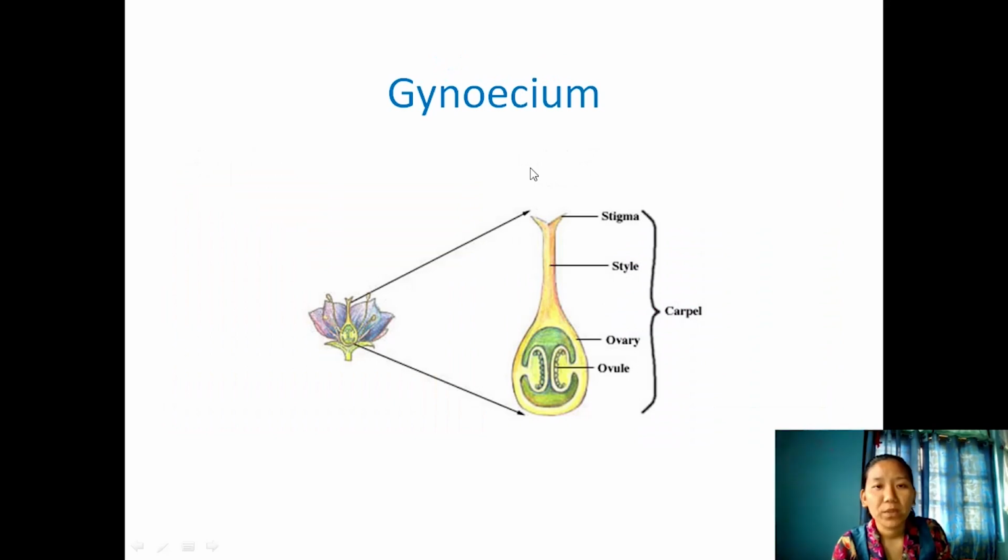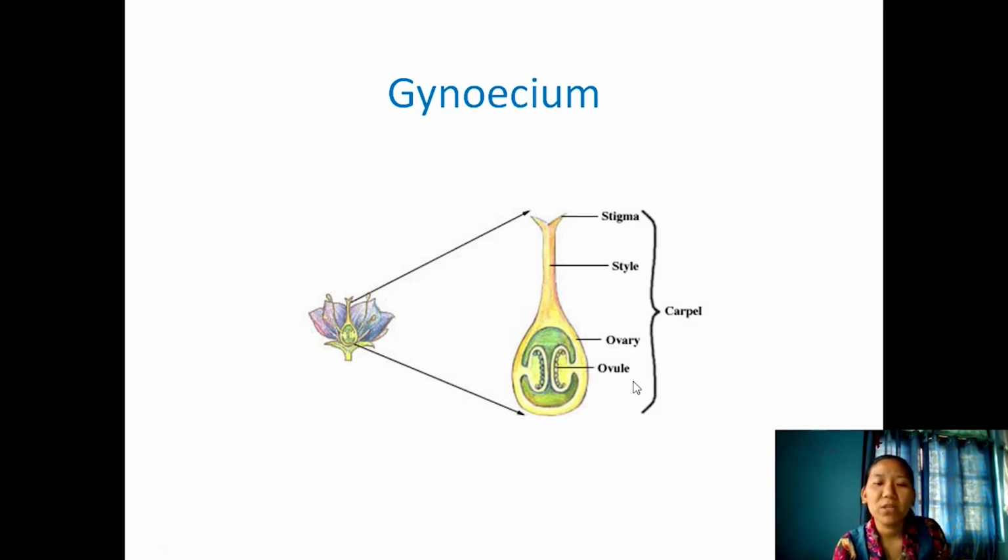Now next is the female part, the innermost whorl, that is gynoecium. The gynoecium consists of one or many carpels or pistils, and the pistil is composed of stigma, style, and ovary. The stigma is the platform for landing the pollen grain, the style provides a passage for the entry of the pollen tube, and the ovary is the bulged portion which contains one or many ovules. All together we call it a carpel. If the carpel is one, we call it monocarpellary.